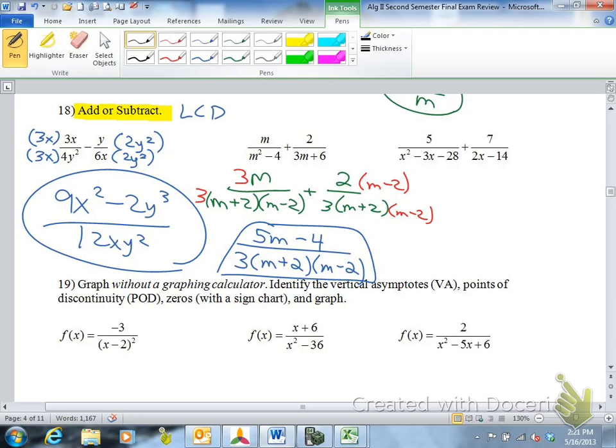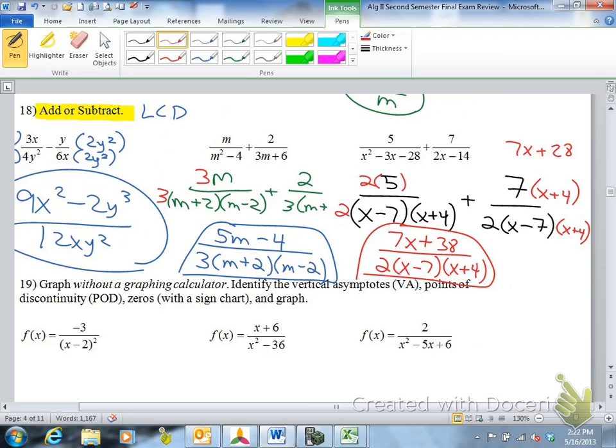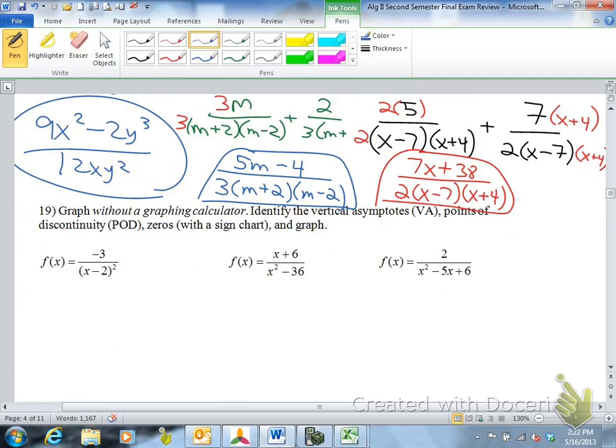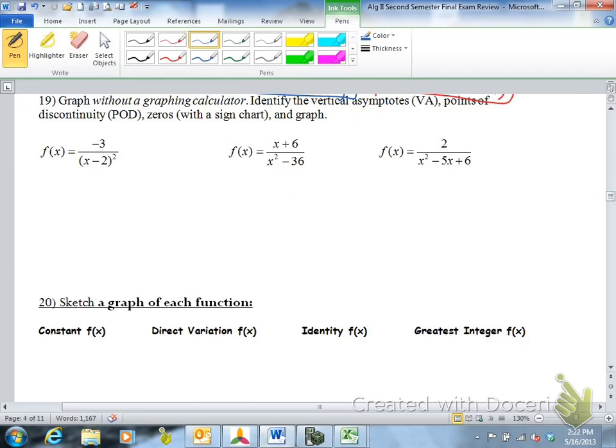And see if you could factor the next one and get the answer. On the next, number 19, graph without a graphing calculator. Identify vertical asymptotes, points of discontinuity, and graph. This sign chart is a typo. It should say table. Use a table of values.